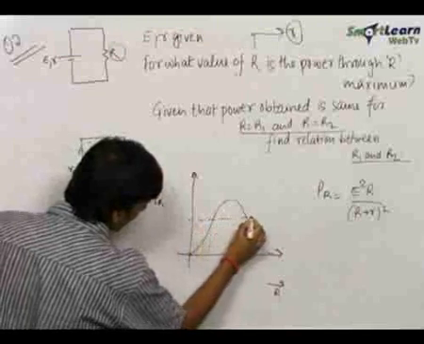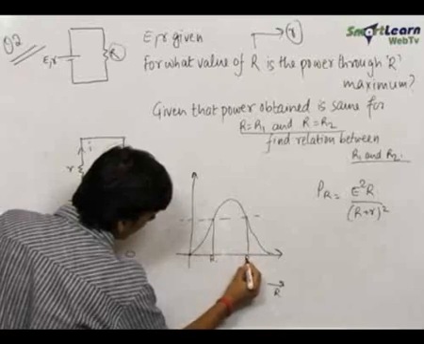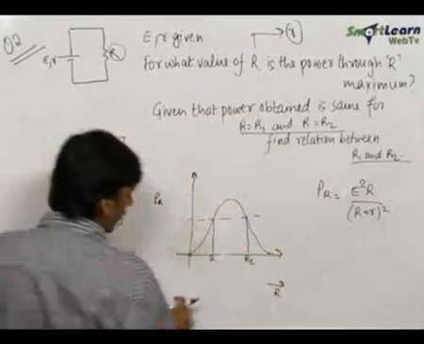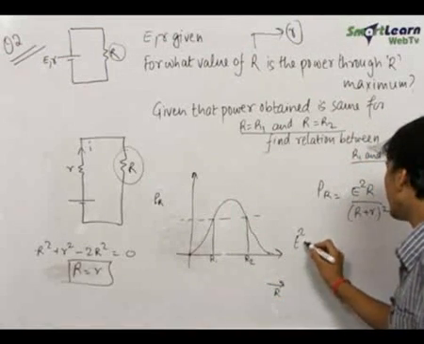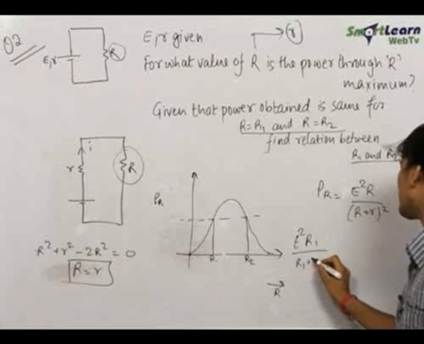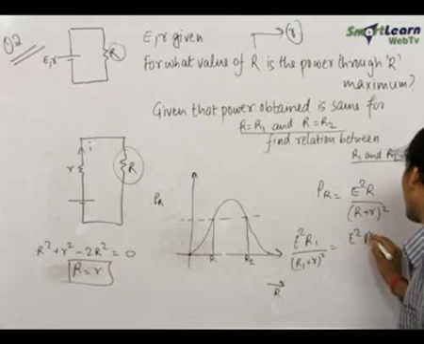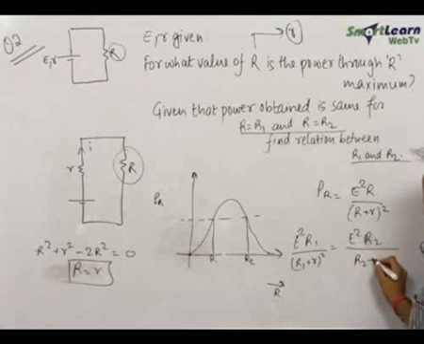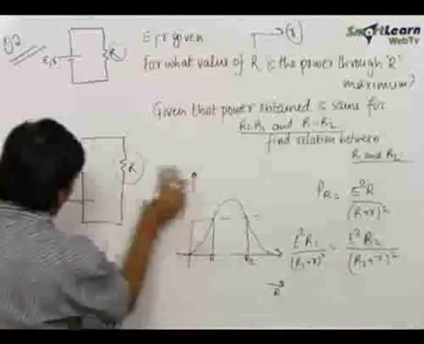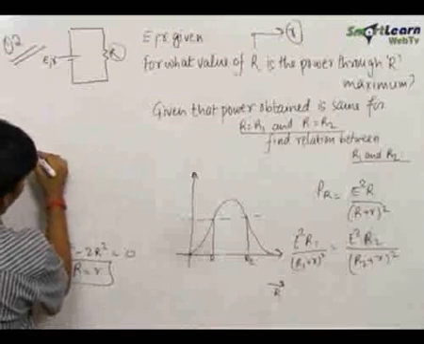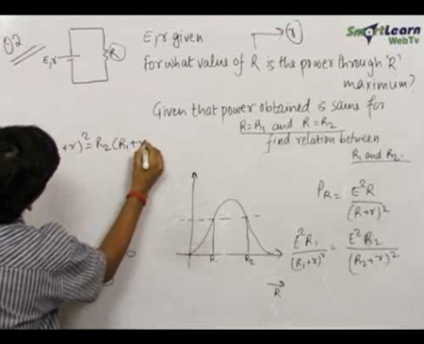Therefore we see that there are two values of R, that is R1 and R2, for which the power is the same. Therefore we need to find out the relation between these two values R1 and R2. For that we write E square R1 upon R1 plus r whole square, this is equal to E square R2 upon R2 plus r whole square. On solving this, we get R1 into R2 plus r whole square is equal to R2 into R1 plus r whole square.